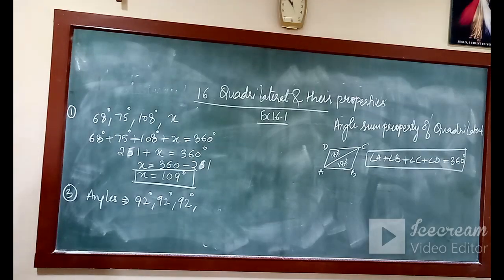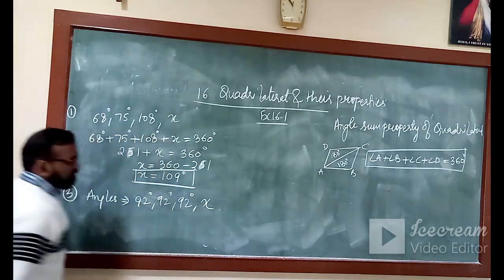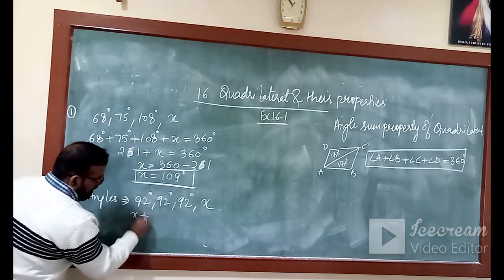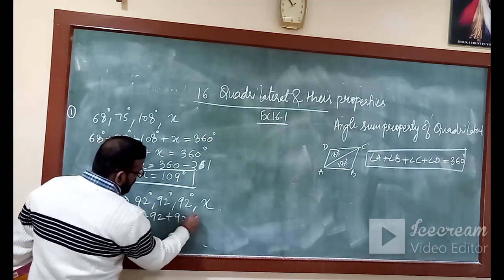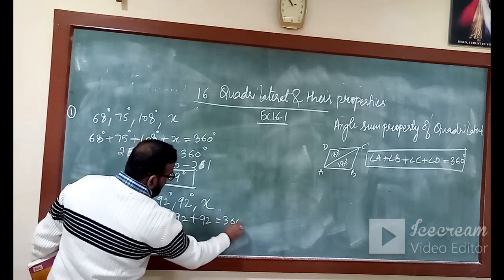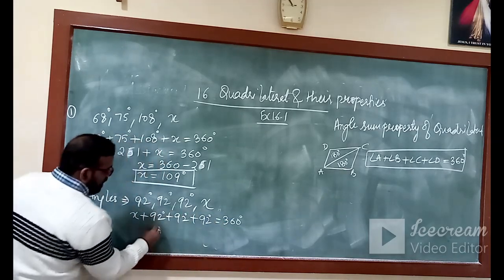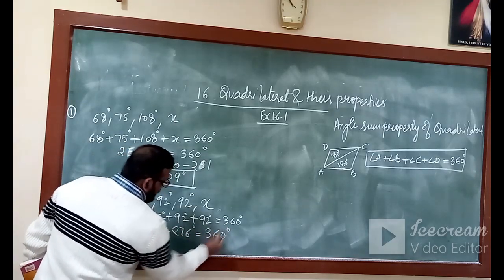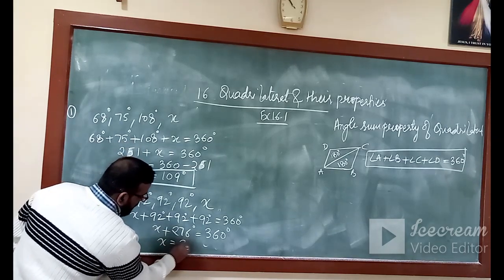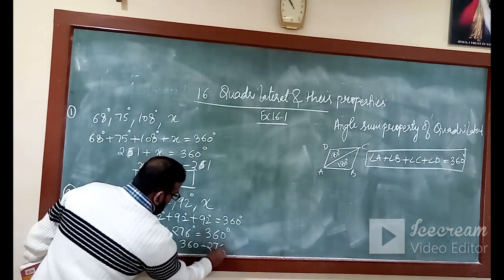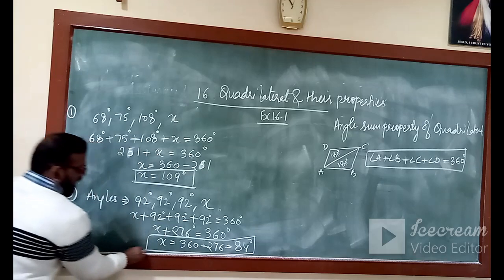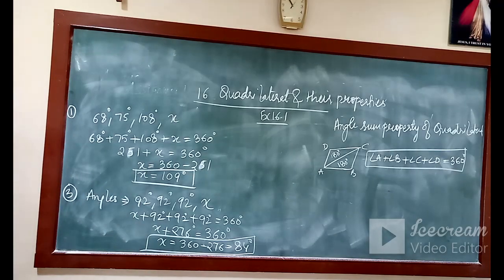We have to find the fourth angle. Let that fourth angle be x. So it becomes the same type of problem, and we will solve it. x plus 92 plus 92 plus 92 equals 360 degrees. So it becomes 276 degrees equals 360 degrees. So what is our x? x will be 360 minus 276, that is 84 degrees. Okay, so like this, we have to look into the question, what things are given in the question.